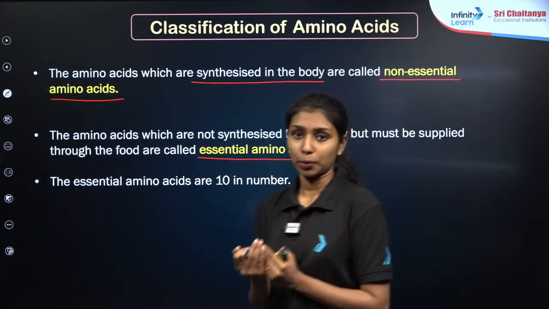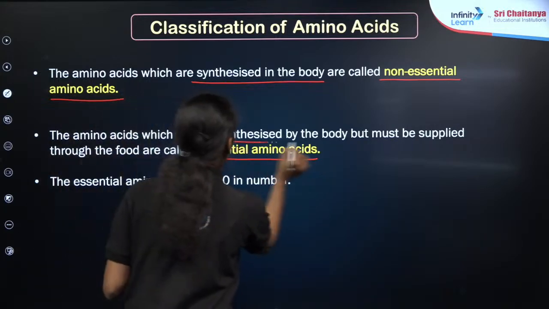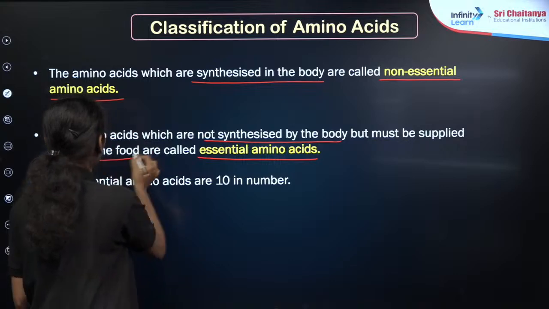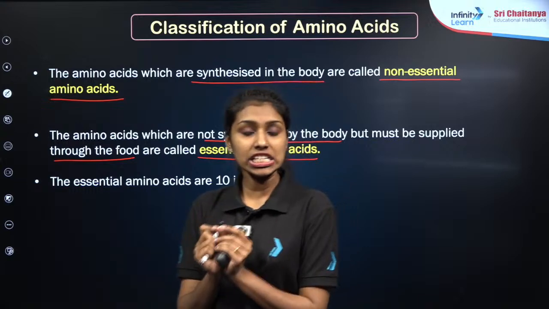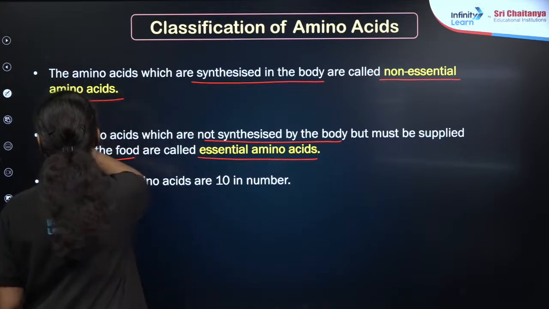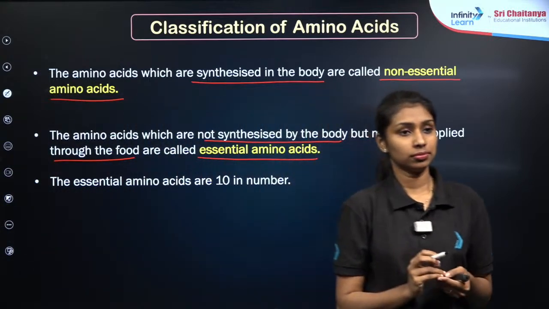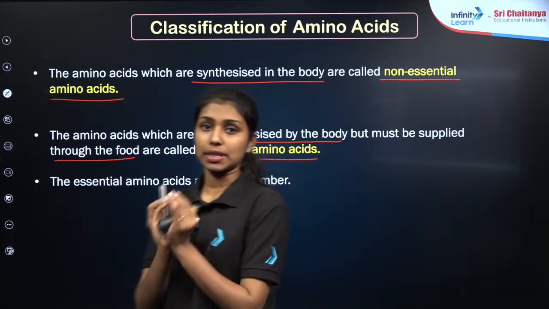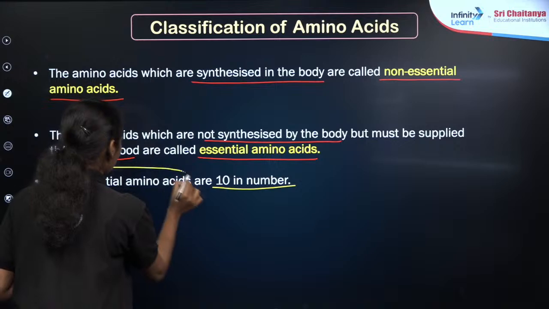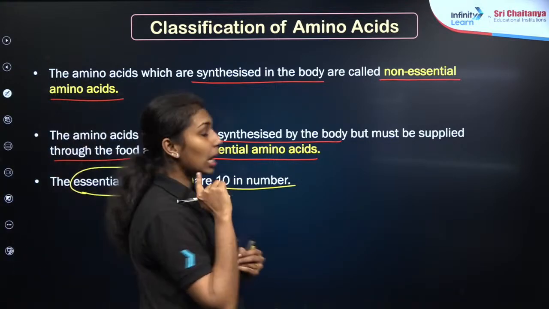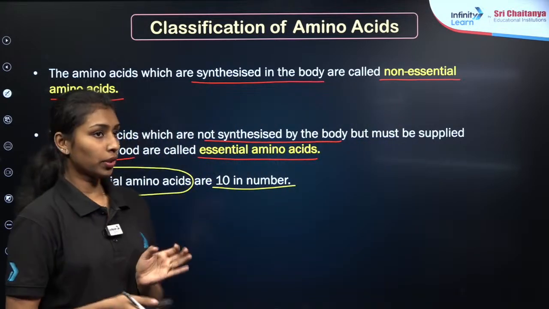There is another type of amino acids which our body cannot synthesize. It must be supplied through the food. Such amino acids are known as essential amino acids, right? In total, 20 amino acids are present. Among them, 10 are essential amino acids. It is very important to memorize the 10 essential amino acids. Right? Ready?